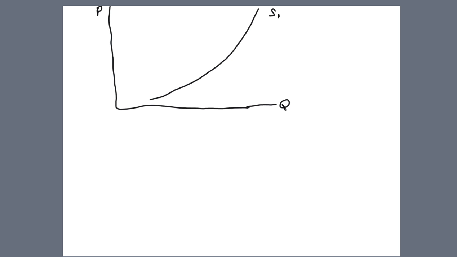And it's upward sloping from left to right because I'm assuming that producers and suppliers are profit maximizers, and as the price of a good that they produce increases, they're going to push to get that good out into the market more and more. And so that's the increase there as the price increases.